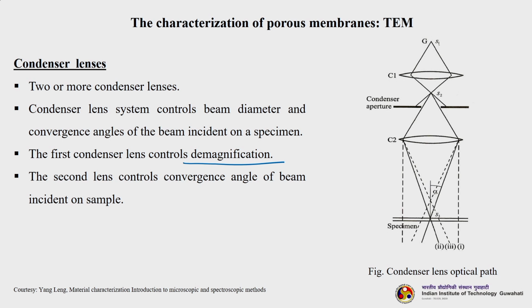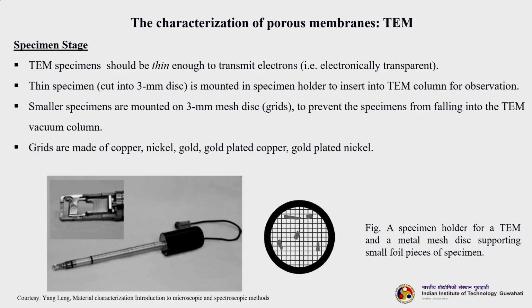Okay. So, this is the condenser lens optical path, which is shown in this particular image. Here you can see the first condenser lens. This is the first condenser lens, and it is doing the demagnification of the incident ray passing through it. Then the second one is converging the angle of incidence, and then it falls on the specimen. Here it is converging, you can see like this, and this is the sample or the specimen on which it is falling.